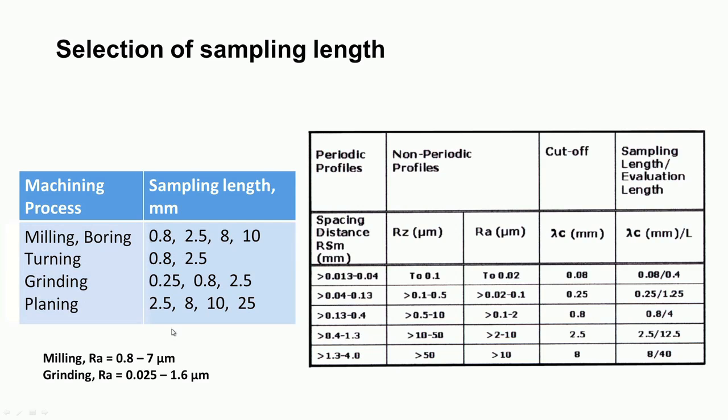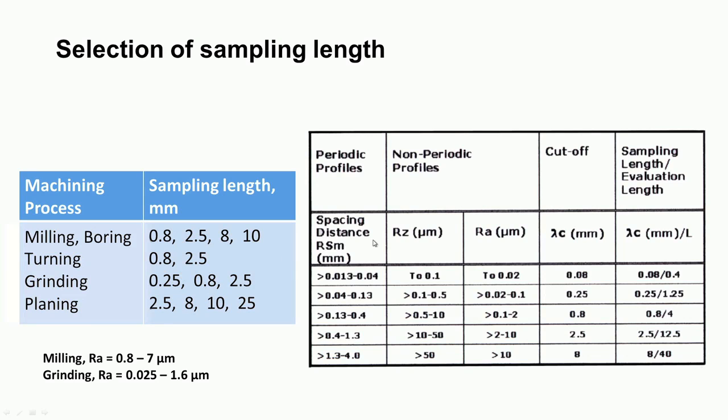Similarly, in the milling process, normally we get an RA value of 0.8 to 7 micrometer. And in the case of grinding, we get a very fine surface finish, that is an RA value of 0.025 up to 1.6 micrometer. So, a better fine finish we get here. In the case of grinding, we can select lower cutoff lengths like 0.25 millimeter, 0.8 millimeter, something like that. So by knowing the machining process, we can select the appropriate sampling length.